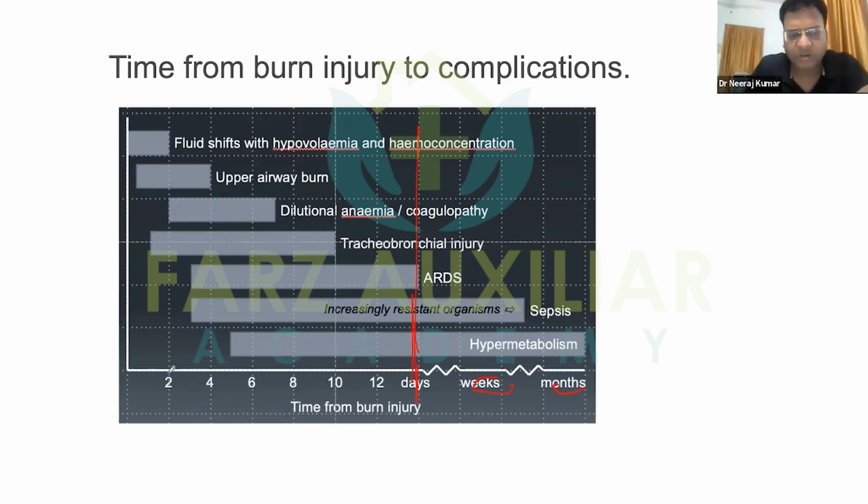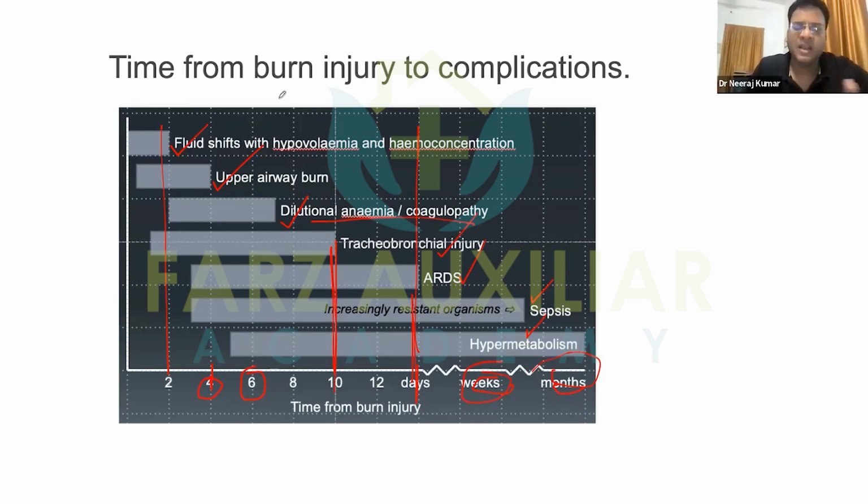For the first 2 hours, what is very, very important? The fluid shift, because of the hypovolemia and hemoconcentration. And when the upper airway burn will be there, around 4 hours from the time of injury, you will get an upper airway burn. If it persists, around 6 hours from the time of injury, your dilutional anemia and coagulopathy will start. If the burn is around 10 hours in duration, then tracheobronchial injuries will start. Further, then ARDS, then the patient will have sepsis and hypermetabolism in a week's time or in a month's time.